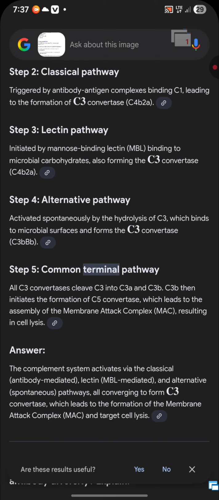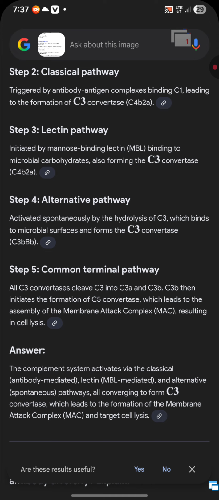Step 5. Common terminal pathway. All C3 convertases cleave C3 into C3a and C3b. C3b then initiates the formation of C5 convertase, which leads to the assembly of the membrane attack complex, MAC, resulting in cell lysis. Answer. The complement system activates via the classical (antibody-mediated), lectin (MBL-mediated), and alternative (spontaneous) pathways, all converging to form C3 convertase, which leads to the formation of the membrane attack complex, MAC, and target cell lysis.